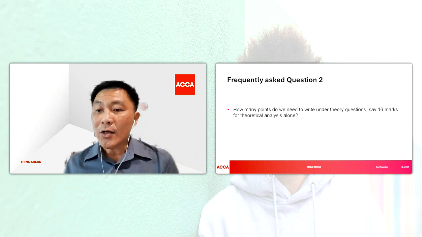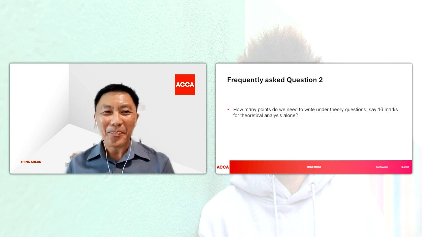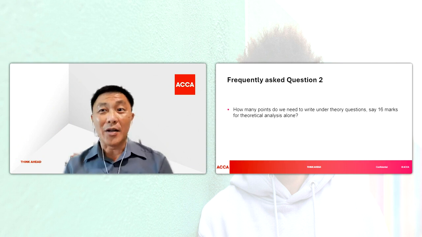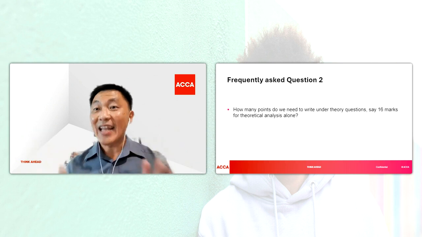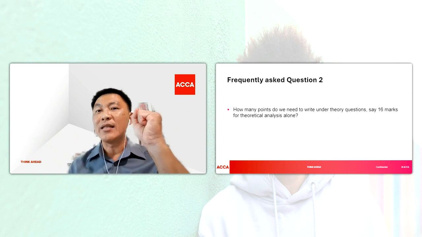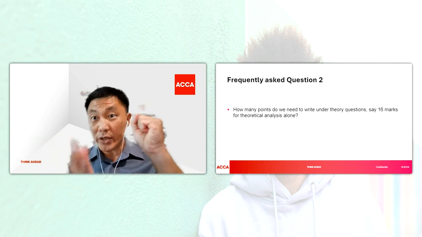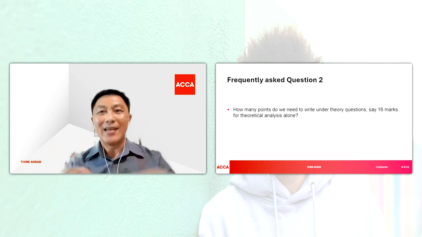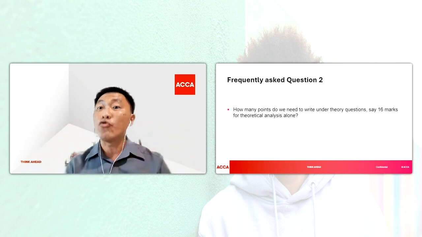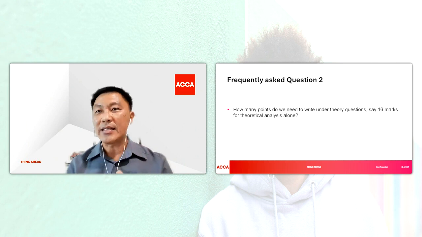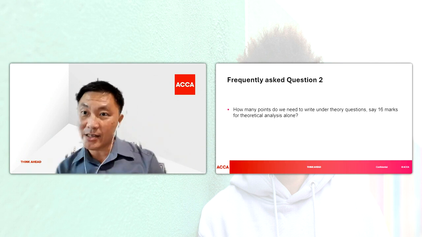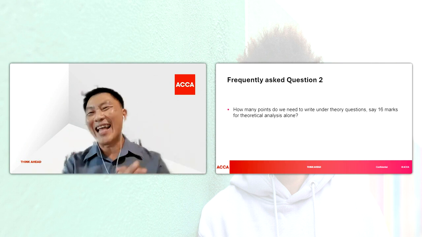Now let's take a look at the second question over here. How many points do we have to develop on the theory or narrative questions? Say, 16 marks for the theoretical analysis. I would first have to highlight a point to all: it is unlikely you will get a standalone requirement that comes with such heavy marks. You saw this yourself a moment ago. I'm taking this originally from a student's question. Actually, instead of 16 marks, it is more likely that the marks are capped at 10 to 12 marks for a standalone theoretical analysis question.